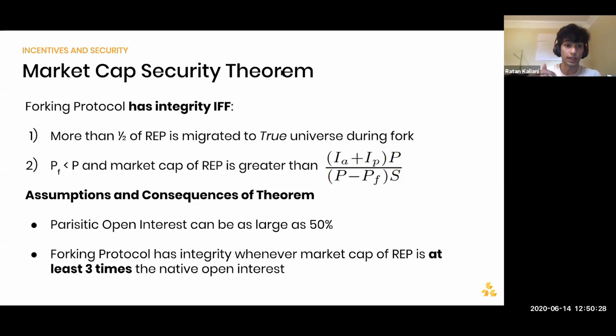And it really establishes this central conclusion that the forking protocol holds its integrity whenever the market cap of reputation is at least 3 times whatever the native open interest on the platform is. So the native open interest is how much interest the reputation token is accruing.